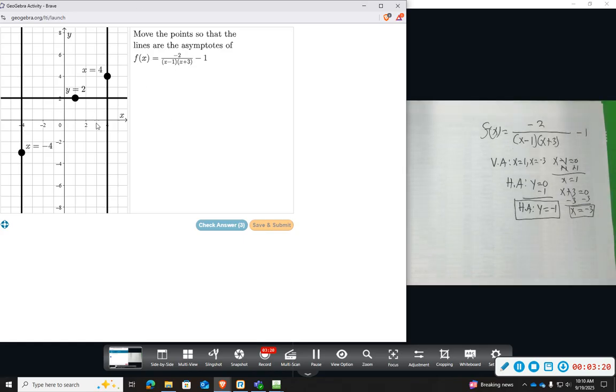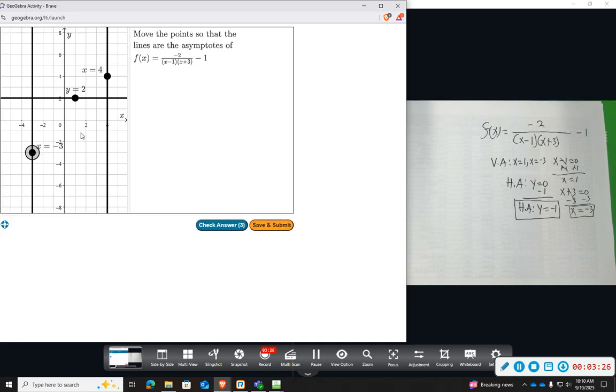So if we move these, we will have one at -3, and see the value there. This one we want to move to +1, and this one we want to move to -1.